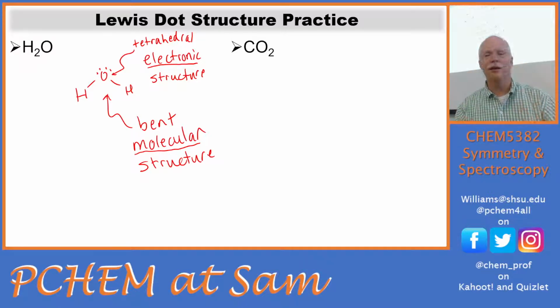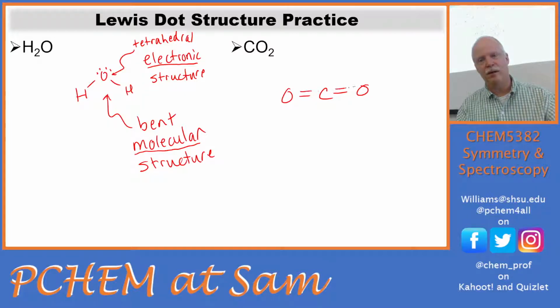Again, local bond theory. CO2, we form this basic structure first, and then carbon doesn't have an octet, and so we have to make double bonds, and so we end up with this structure here. And this is a linear, both electronic and molecular structure.